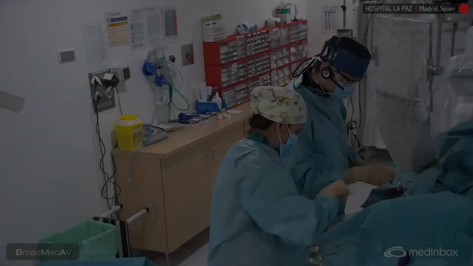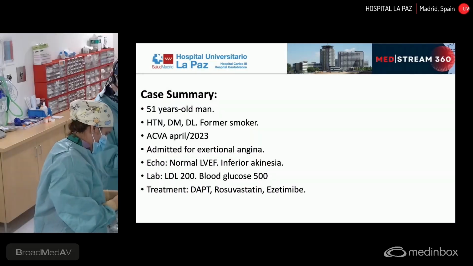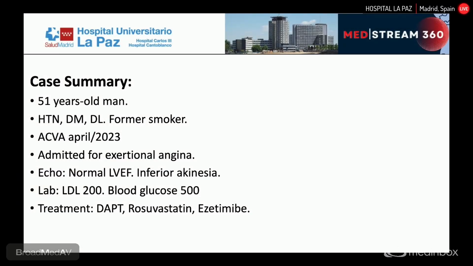Good morning, everyone. Today's first case is a 51-year-old man with a medical history of hypertension, poorly controlled diabetes, dyslipidemia, and former smoker. He suffered an acute cerebrovascular accident in April 2023, and he was admitted due to exertional angina.